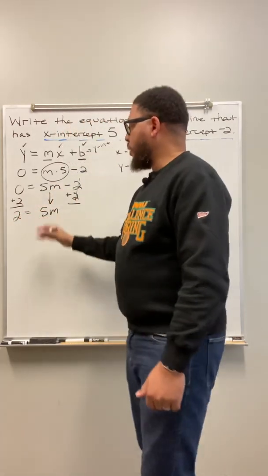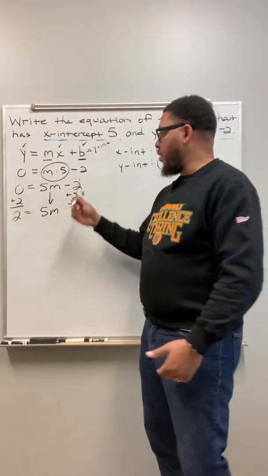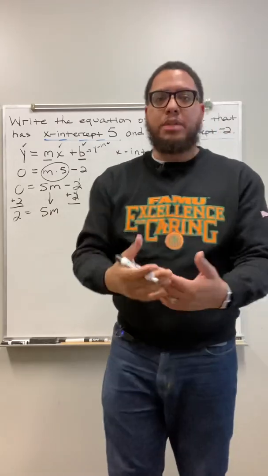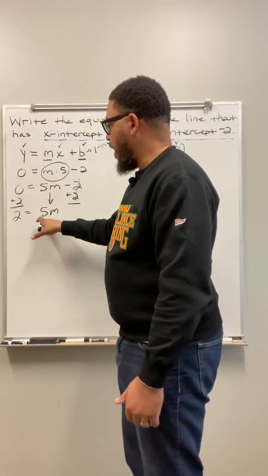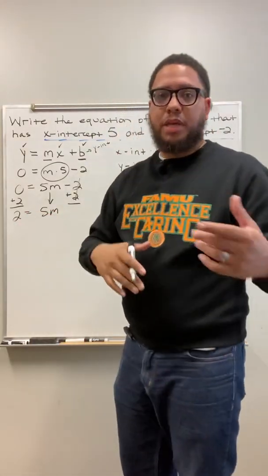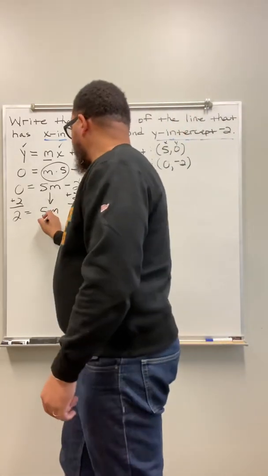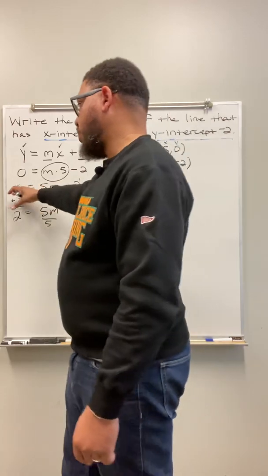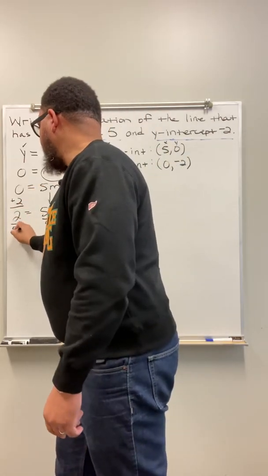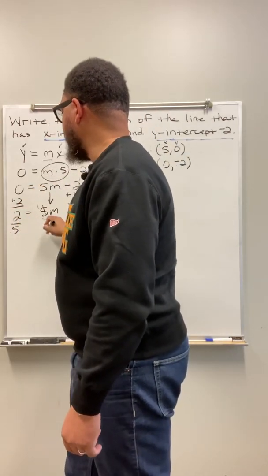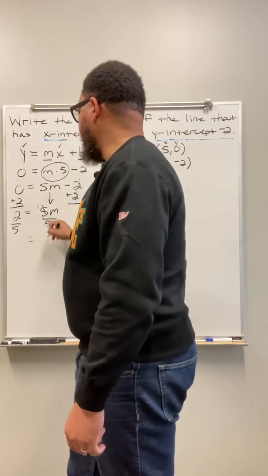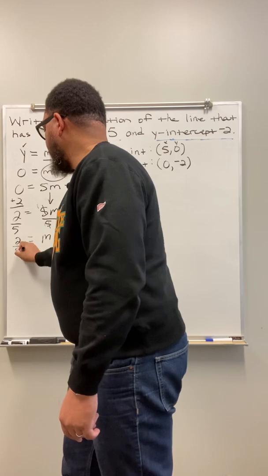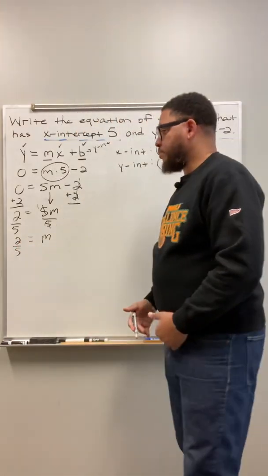Now I want to get m all by itself. I got rid of the -2. Now I need to get rid of this 5. Again, do the opposite operation. 5m means 5 times m. The opposite of multiplication is division. So let's divide by 5 on the right. If I did that on the right side, also do that on the left side. Divide by 5 over there. 5 divided by 5 gives me 1. So 1m is the same thing as m. So now I have 2/5. So now I know what m is.